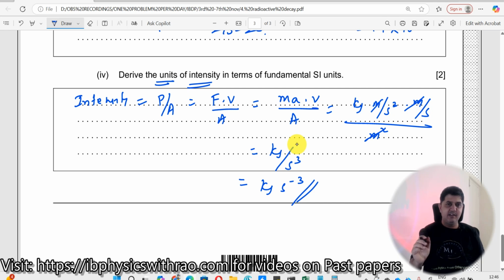Though this is a long question, it's worthwhile. It connects two different units. Thus, we come to an end to this particular question.